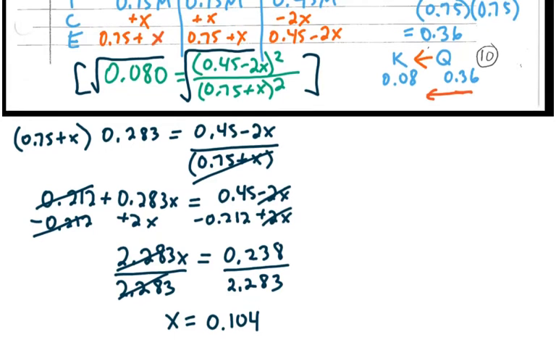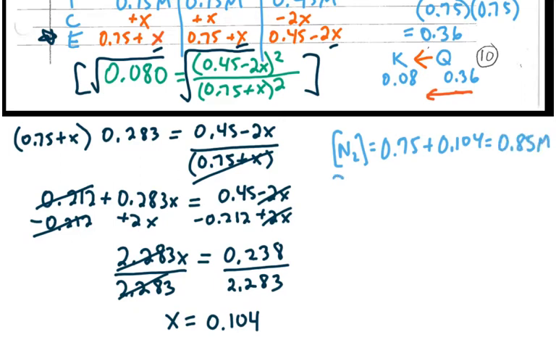So we have to plug it back in to these equations here in order to solve for the actual equilibrium concentration of each component. So for N2, that was our first reactant, at equilibrium the concentration is 0.75 plus x, and x is 0.104, so that is a concentration of 0.85 molar. And for O2, it's the same story, so it's also 0.85 molar.